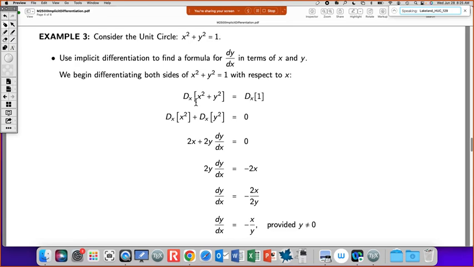All right, let's take a look at the unit circle.